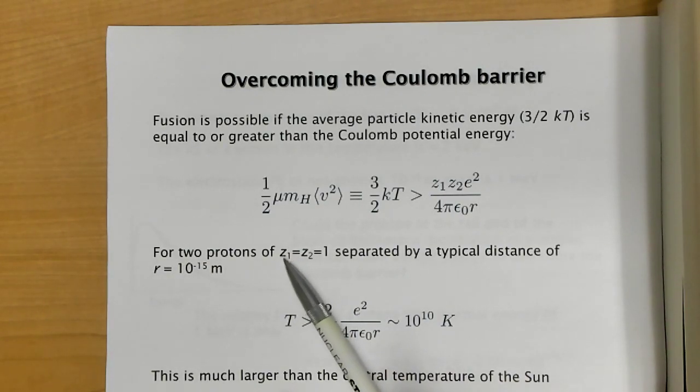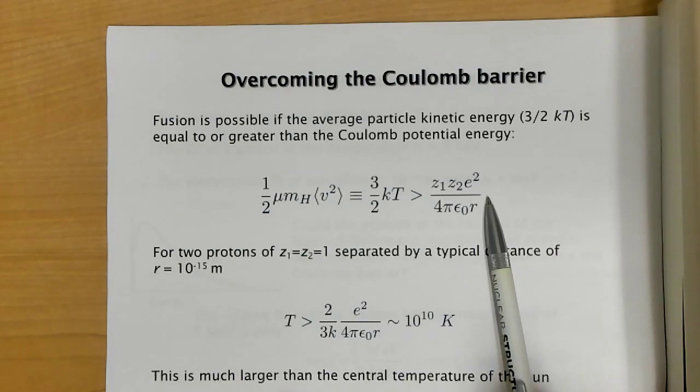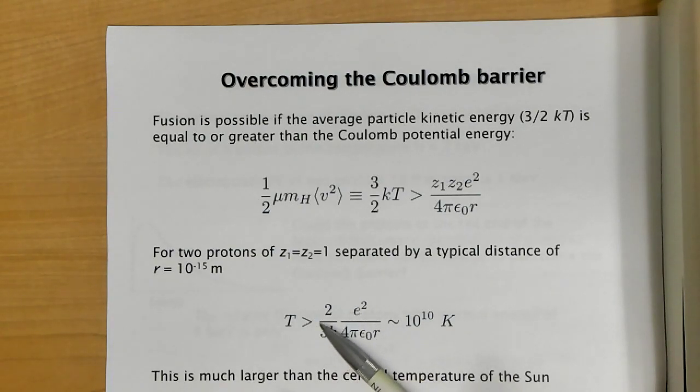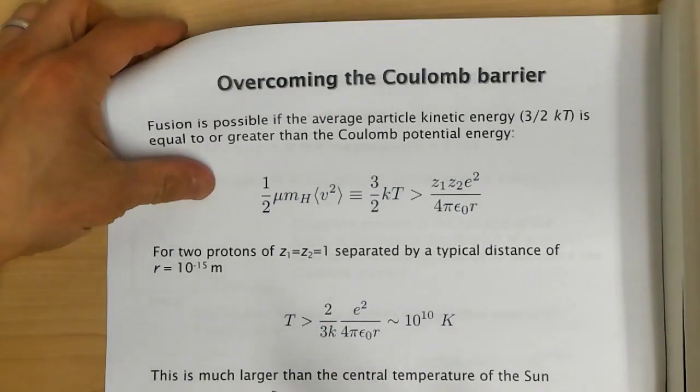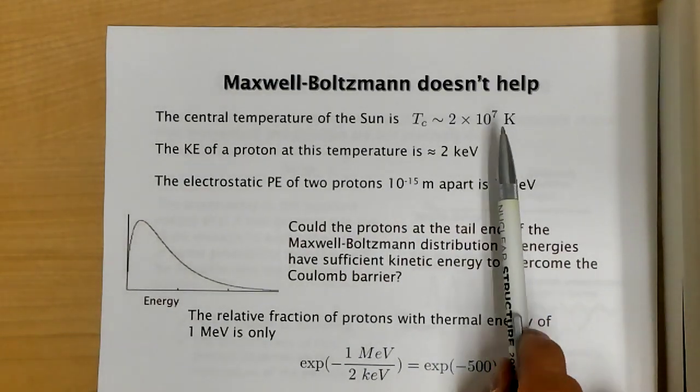And because these are protons, Z1 is equal to 1 and Z2 is equal to 1. And if the distance r is 10 to the minus 15 meters, we end up with a temperature of about 10 to the 10th kelvins, if you work this through. That's a lot larger than the central temperature of the sun, which we said was about 2 times 10 to the 7th kelvins.